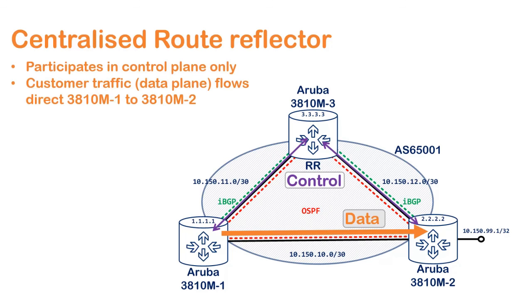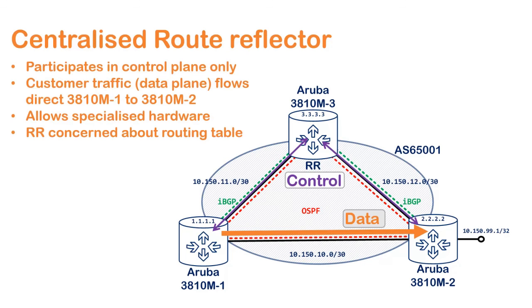And that allows specialized hardware. So for route reflectors, we can use devices that are concerned about the routing table. So more like routers with lots of CPU and lots of memory to hold large routing tables, rather than devices with high-speed ports. So on our route reflector here, if we were using an inline route reflector, we would want to get the traffic through the network as fast as possible. We're going to want some 40 or 100 gig interfaces.